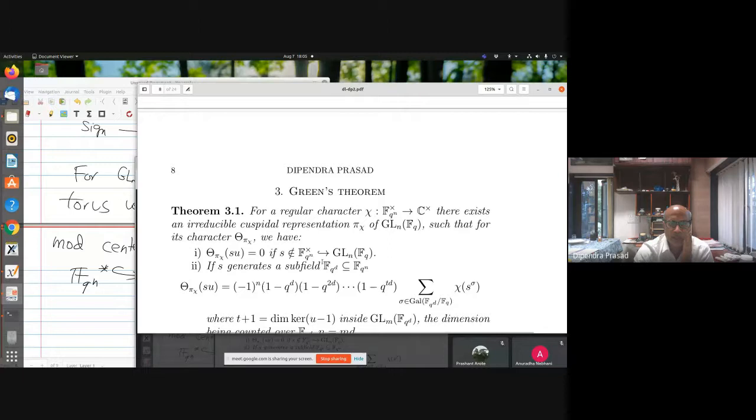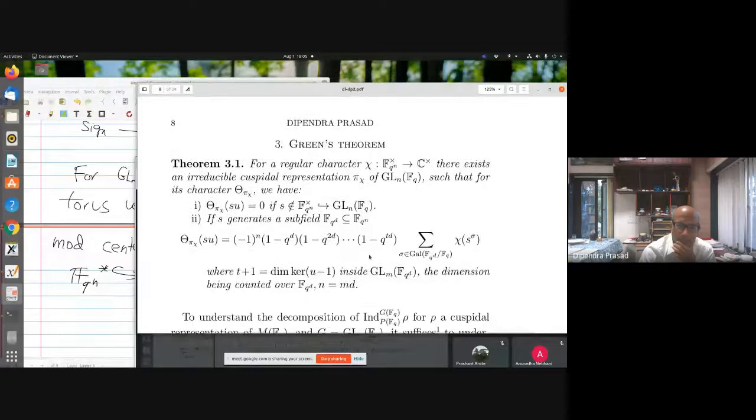So if the element s doesn't belong to the torus, then the character is zero. And if the element belongs to F_{q^n}^*, which means that it will then generate a subfield F_{q^d}, then the character at s times u is given by this. So this is complete character information. This is as complete as it can be. Characters are understood at all elements s times u. If s doesn't belong to this field extension F_{q^n}, then the character is zero. And if it belongs, then it takes this value.